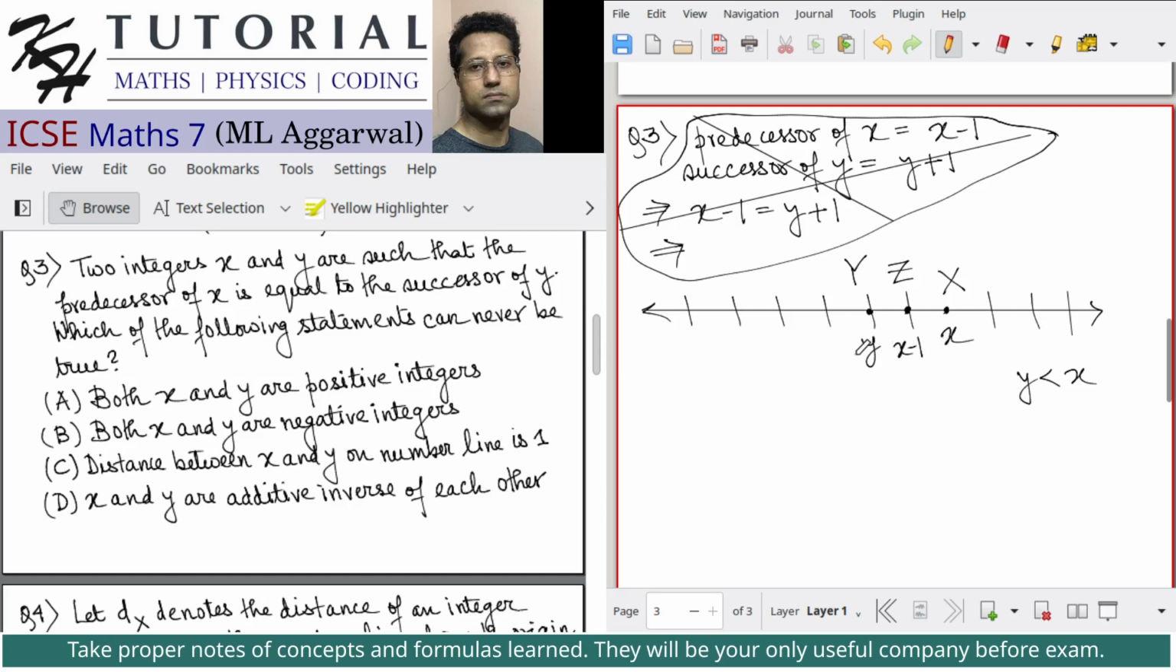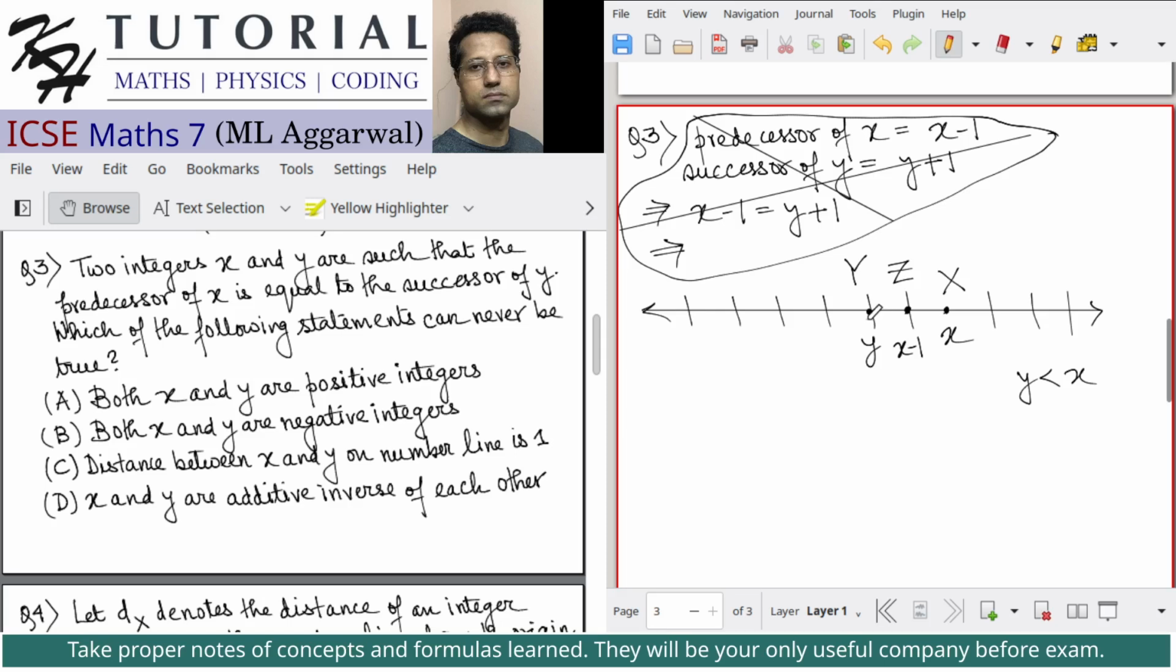They can also lie to the left hand side of the origin, because we only know that y is less than x, and in fact there is only one integer between y and x. We have no other information whether y and x lie to the right hand side. They can both lie to the right hand side. They can both lie to the left hand side of the origin.